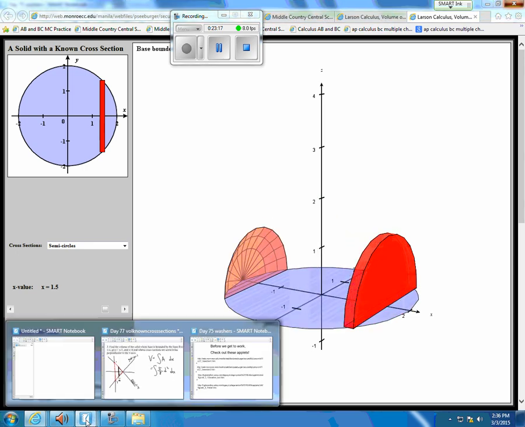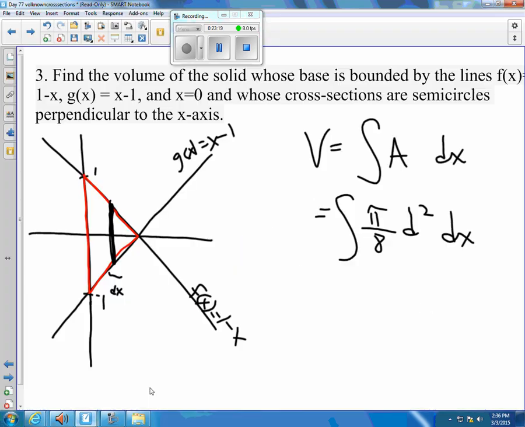So back to our problem. So we would have big semicircles over here on the left and smaller semicircles there on the right. Now, as far as the pi over 8, we can pull that out front.